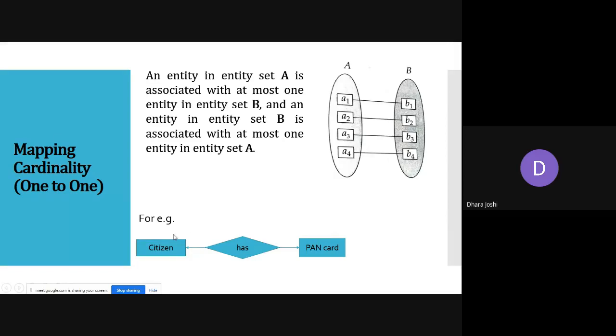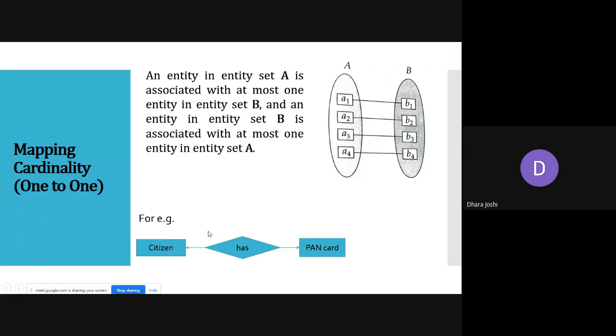Or we can take one more example. All of you have an Aadhaar card or driving license. If I have only an Aadhaar card number, a 12-digit number, and I am searching for its owner, it can be of any one person only. So one person can have only one Aadhaar card, or an Aadhaar card number can belong to only one person. So on both sides it is one to one.